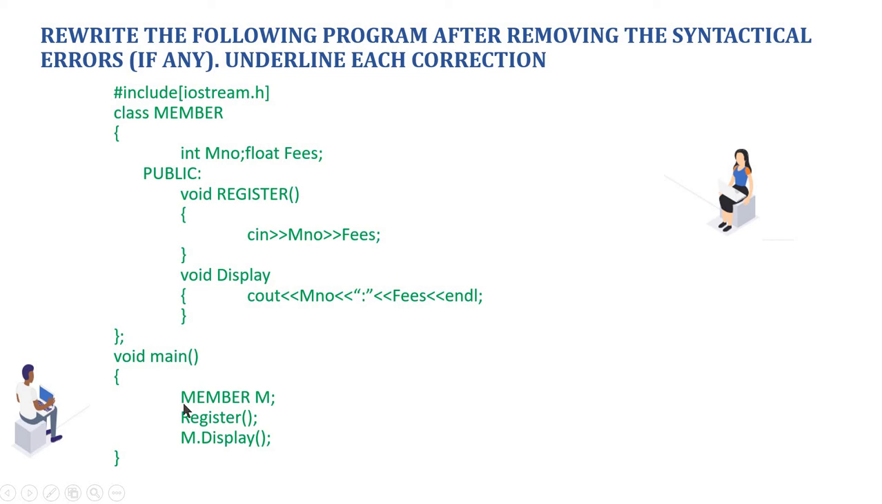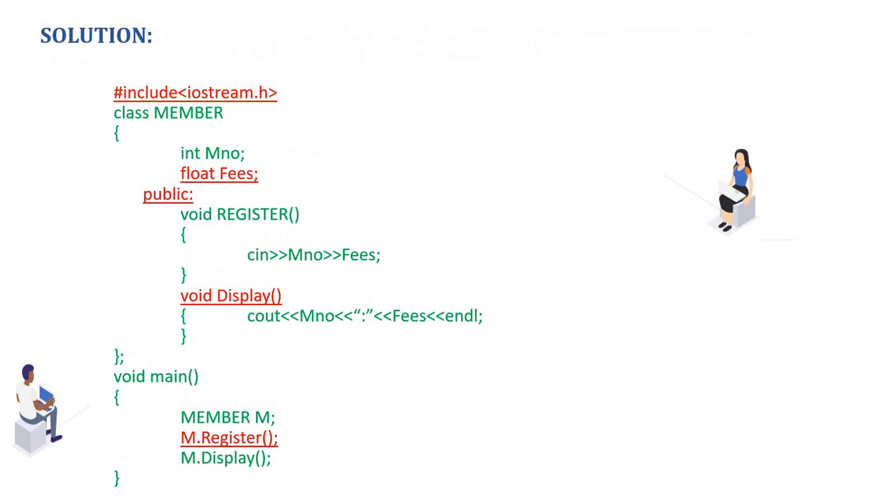void main, member m. Member is the name of the class, m is the object you are creating, so m is an object of the class member. The next one is register. You are calling the function register. So this register is a member function of the class member, so it can be accessed only using the object. So what is the name of the object? m. So you have to use this as m.register and m.display.